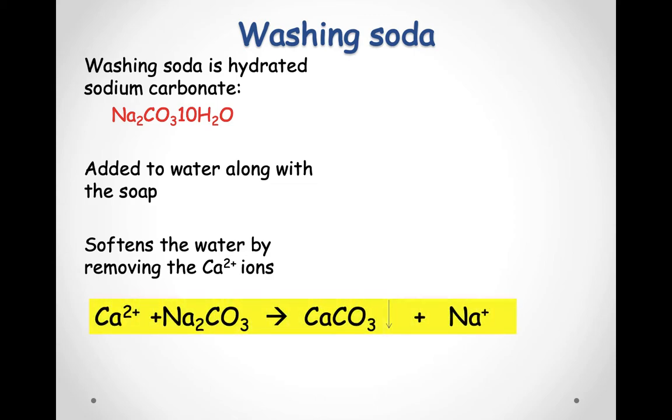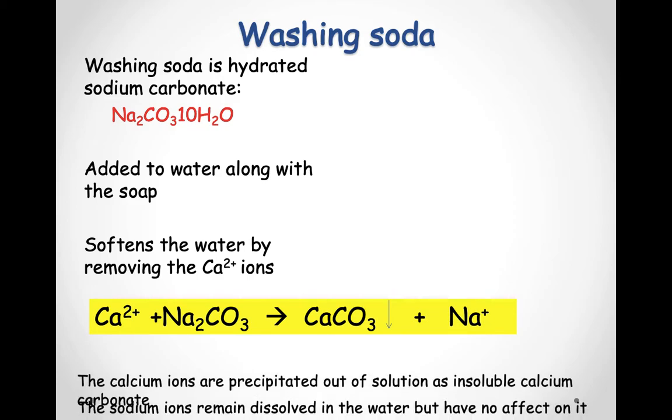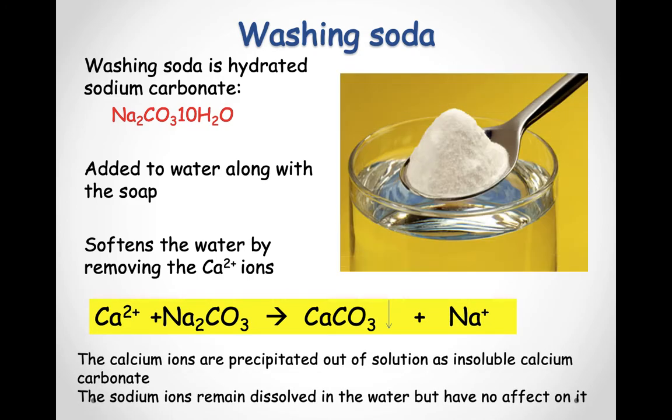So you have your calcium 2 plus, and it's reacting with sodium carbonate there to give you calcium carbonate as a precipitate, and then releasing the sodium. So those calcium ions there are being precipitated out of the solution as the insoluble calcium carbonate, and the sodium ions are staying in there dissolved in the water, but they've no effect on it. That sodium carbonate is used in particular in bath salts. So if you've had baths in Epsom salts, that's what you'll have used. Epsom salts are basically sodium carbonate with nice little perfumes added.